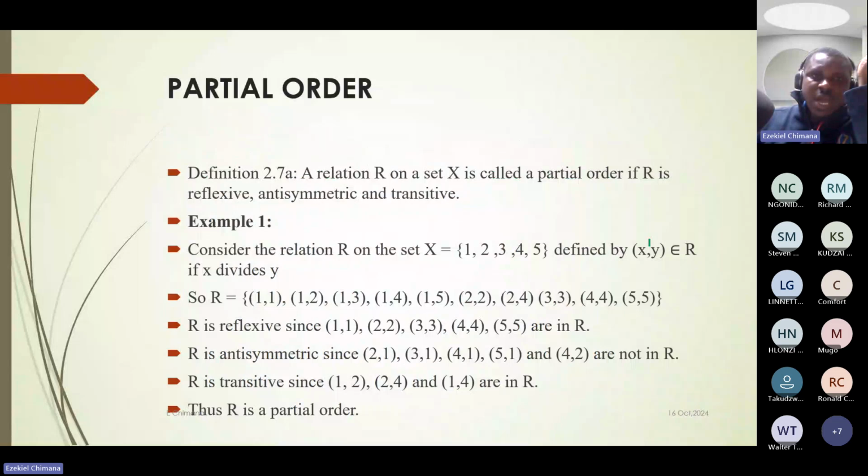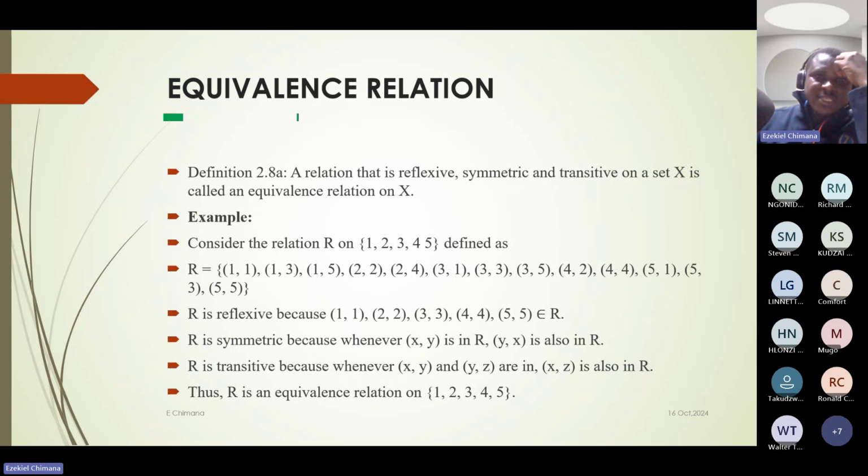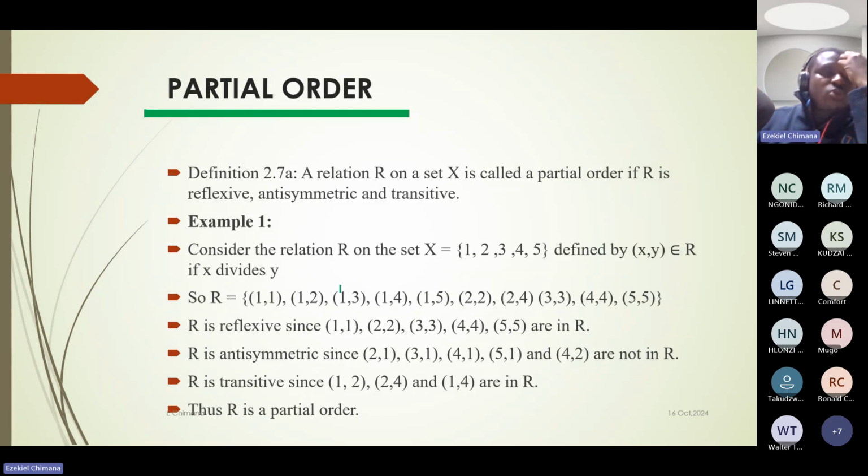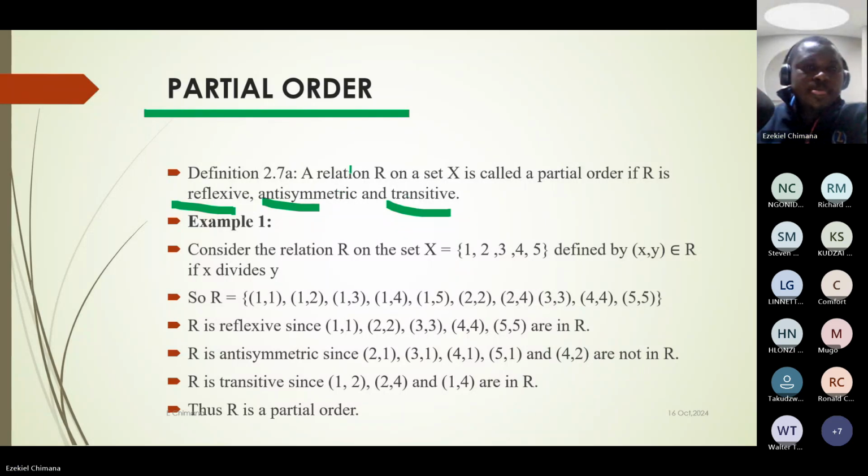So let's look at those relations of partial order, and then we do equivalence relation. This was also part of your assignments. I think it was part of your assignments. So those relations of partial order, a relation R on a set X is called partial order if R is reflexive, antisymmetric, and transitive. So if you're being asked to qualify if a relation is of partial order, just need to confirm, is it reflexive? Is it antisymmetric? Is it transitive? If it can be of these types, then you can say that this relation is of partial order.